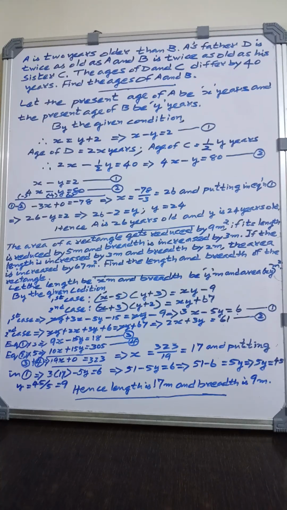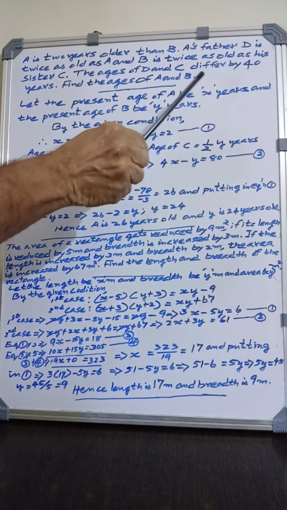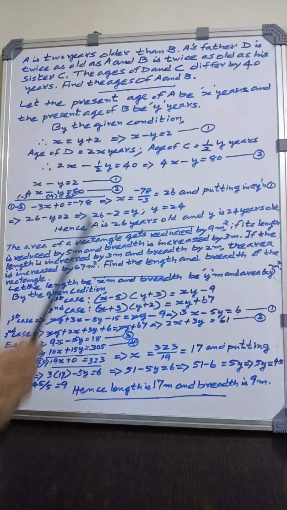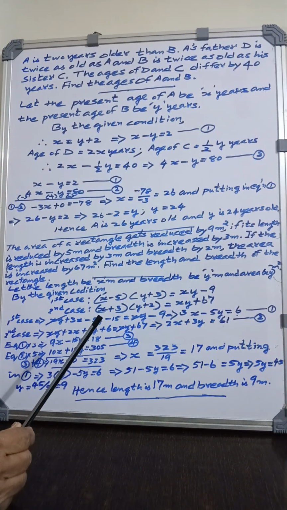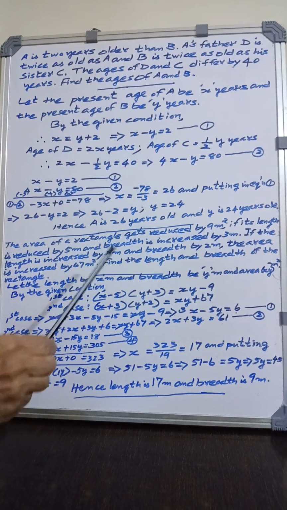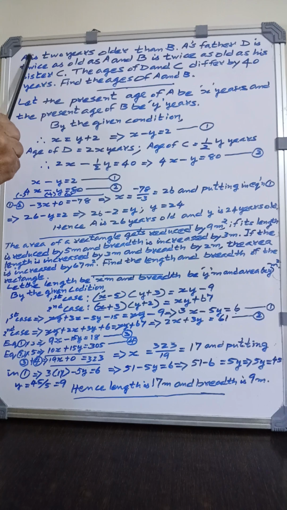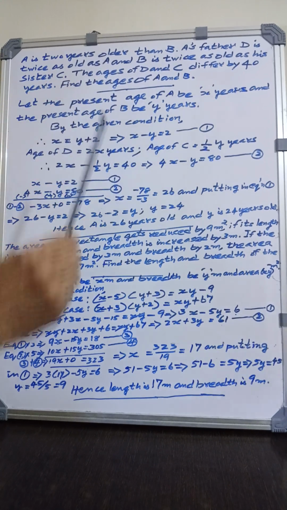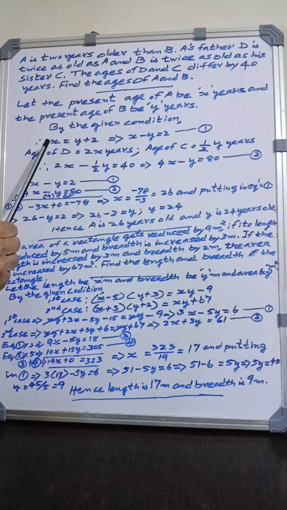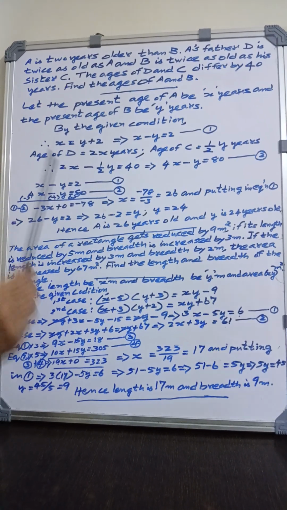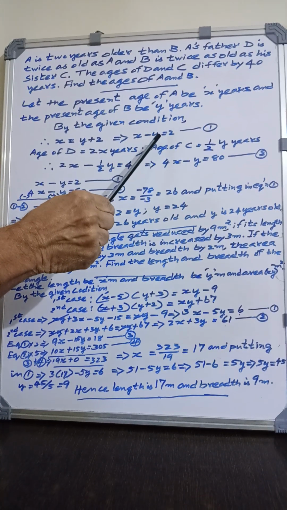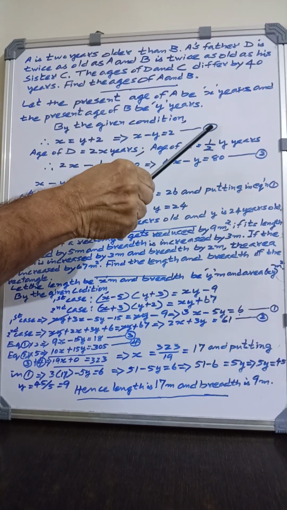Therefore, let the age of A be x years and the age of B be y years. First of all, we have to suppose like that. By the given condition, the first condition is that A is 2 years older than B. From that, we can conclude x equals y plus 2, that is, x minus y equals 2. We obtain the first equation.